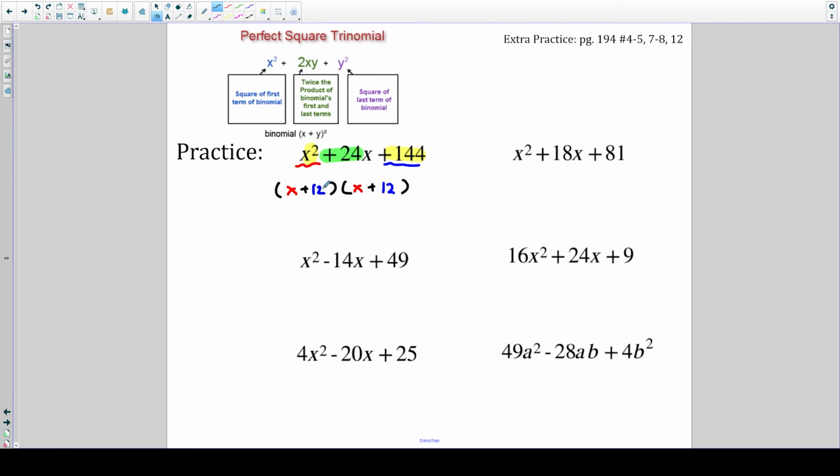The last piece of verification that we need is to make sure that we can go 2 times the square root of x squared, so 2 times x, times the square root of 144. If all of this multiplies to give us our middle term, which is a positive 24x, then we know we've done it properly, and we have a perfect square trinomial.